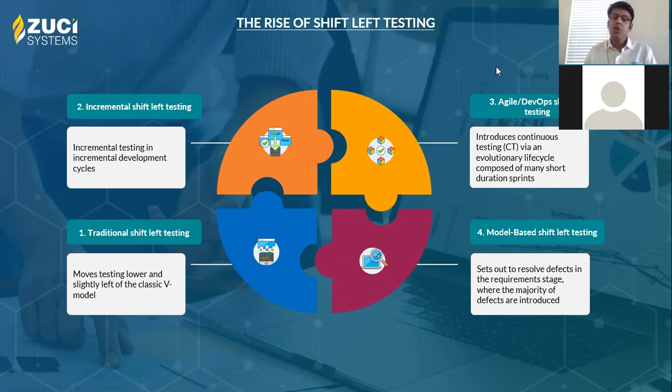But as I said earlier, go and visit Carnegie Mellon University's SEI website, where you will see a very nice explanation with some eye-catching images of how the different types of shift left testing have emerged. Now, it is important to talk about the V model here before we talk about the types of shift left testing.